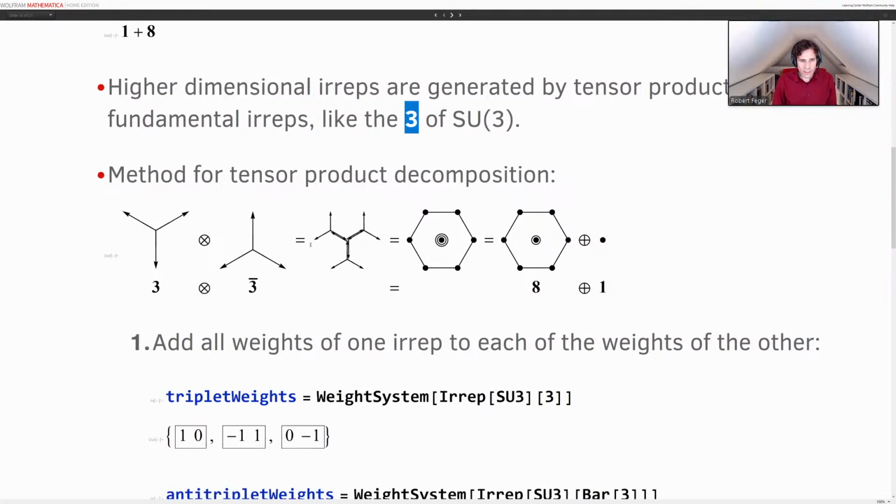So the method for tensor product decomposition is shown here in these graphs. This is the weight system. On the left, this is the weight system of the triplet. Then you have the weight system of the anti-triplet, and you just take the weight system of the anti-triplet, which results in this here.